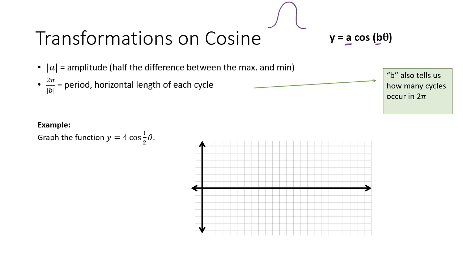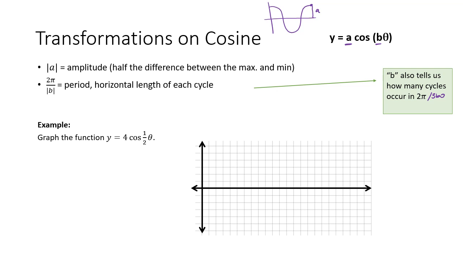So if this is my cosine, let's see, I guess I graphed that kind of upside down. That's my cosine plot. Our amplitude is going to be this height. B also still represents how many cycles are occurring in 2 pi or in 360 degrees. And we can also determine the period using B by dividing 2 pi by B. So we'll look at an example.